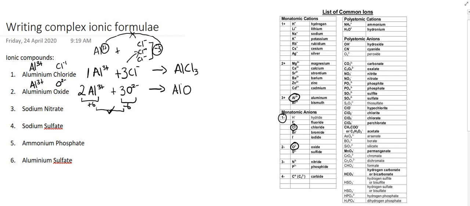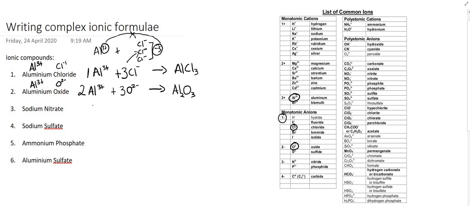So we come over here to our formula now, and for this aluminium oxide, we need 2 aluminiums. So we need a little 2, which refers to the aluminium only. And we need 3 oxides, so we put a 3 in there. So that's the formula for aluminium oxide. I'm just going to get rid of this so we can do the next one.